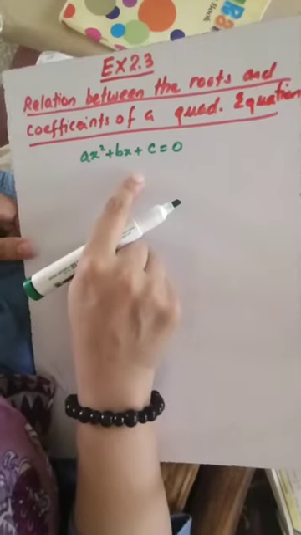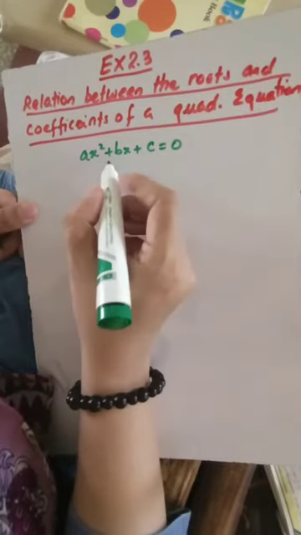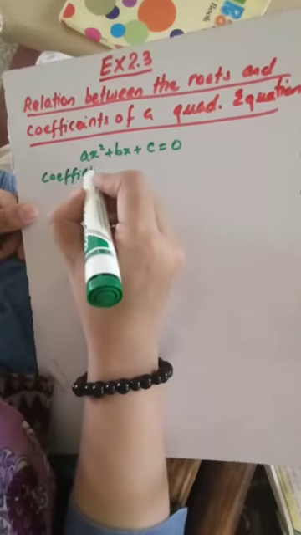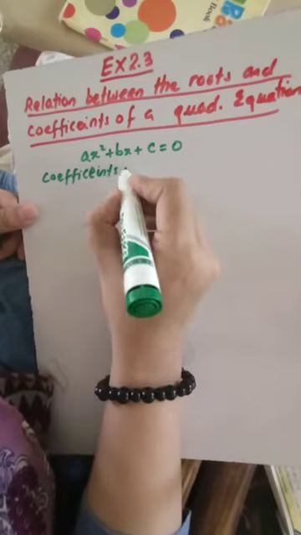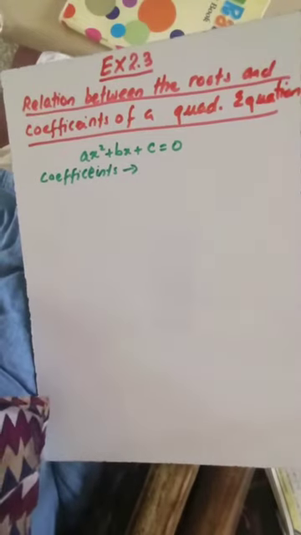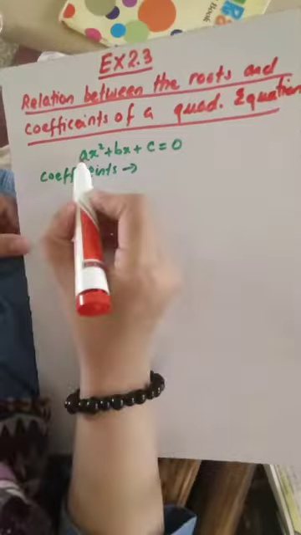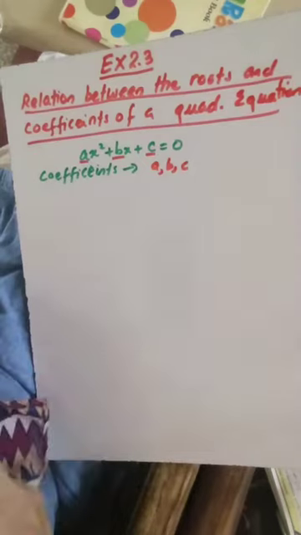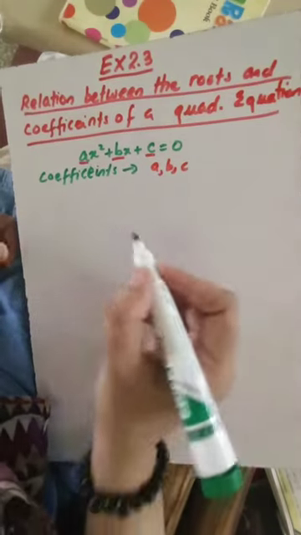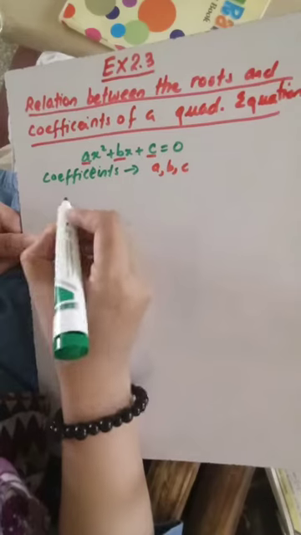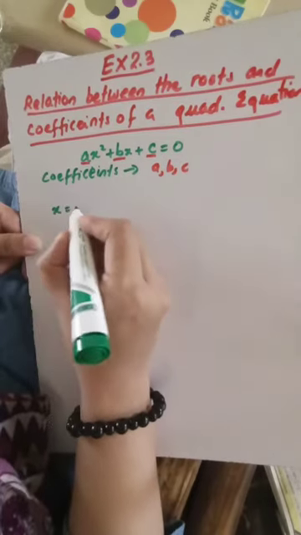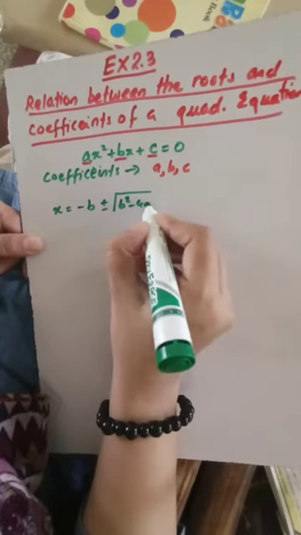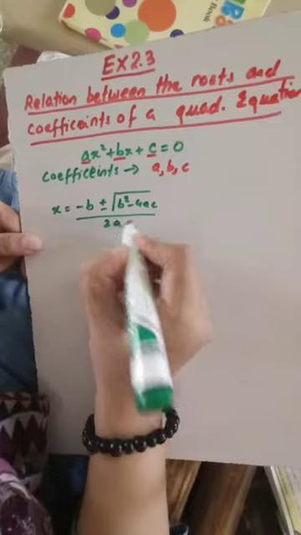This is the standard form of the quadratic equation, and over here the coefficients are a, b and c. These are the coefficients, and we know that from the quadratic formula we have two roots at the most of a quadratic equation. Those two roots are these.